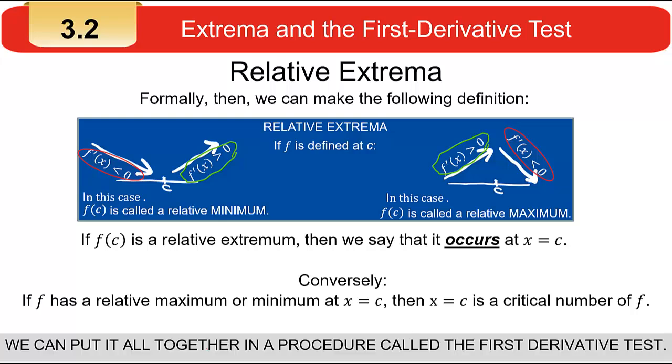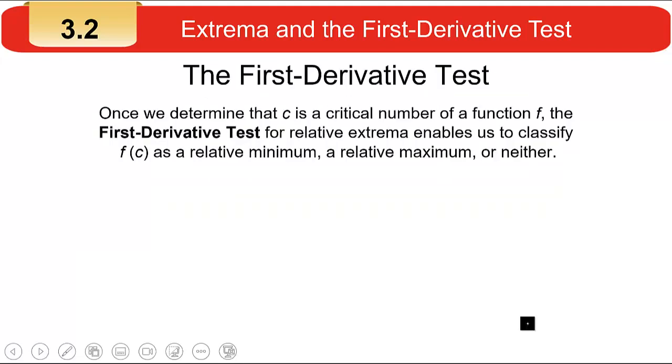Beyond the vocabulary, we can put all of this together in a procedure that we'll call the first derivative test. Once we determine that c is a critical number of a function f, this first derivative test that tells us about relative extrema enables us to do the classification just like we talked about. So all I'm doing now really is documenting what we've already done and putting it in a more formal format. So don't let the word scare you. It's just a documentation of what we just did.